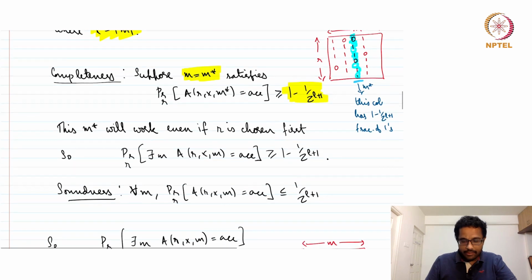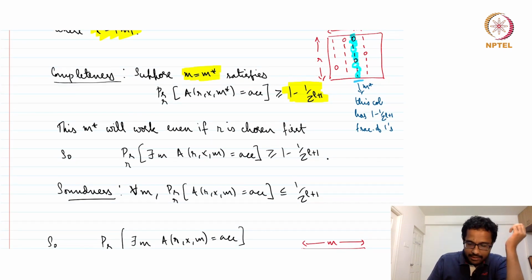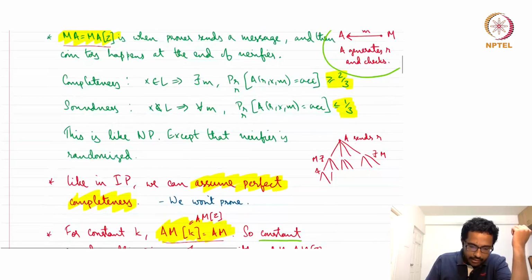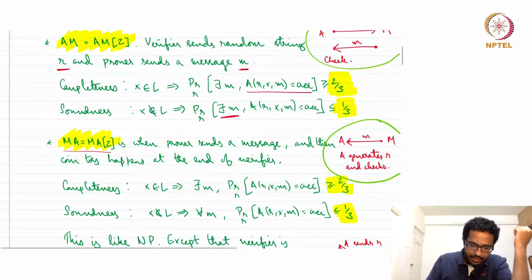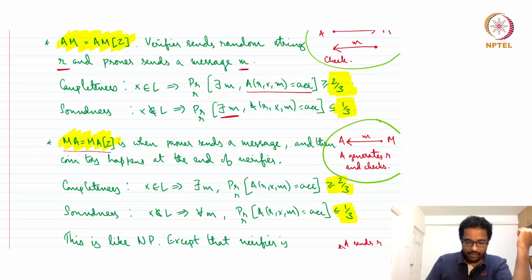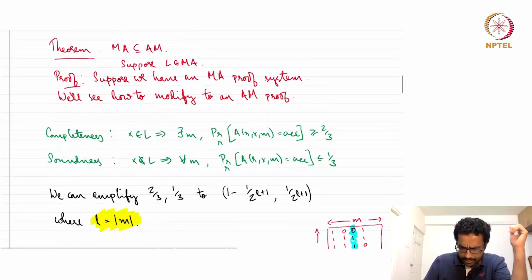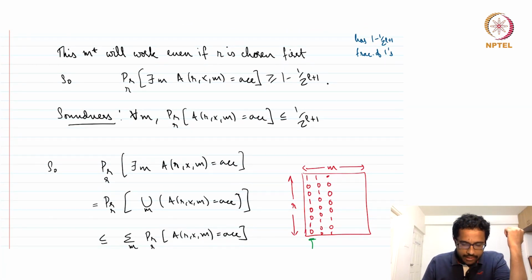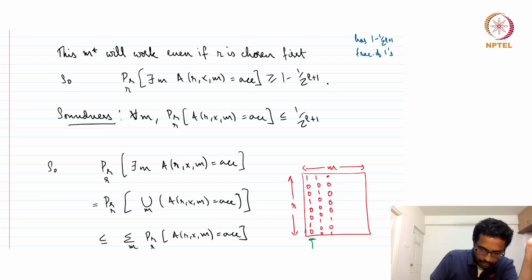So you can take the existential quantifier inside the probability. In other words, we are saying that the completeness condition for AM happens to be implied by the completeness condition for MA. Okay, and now let us see the soundness. The soundness is only slightly more involved. So the soundness condition for MA is that for all M, suppose X is not in L, right? Suppose X is not in L, right?